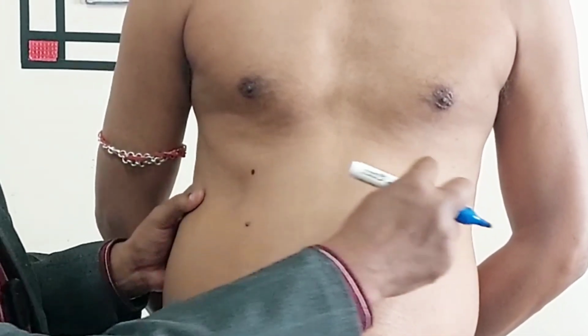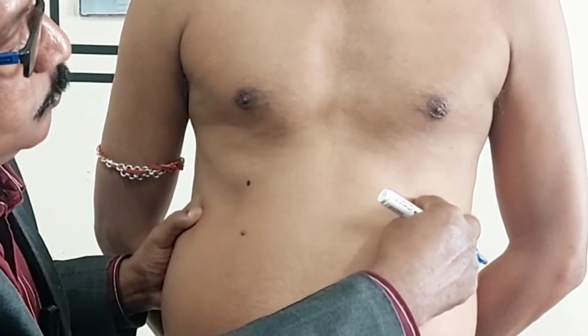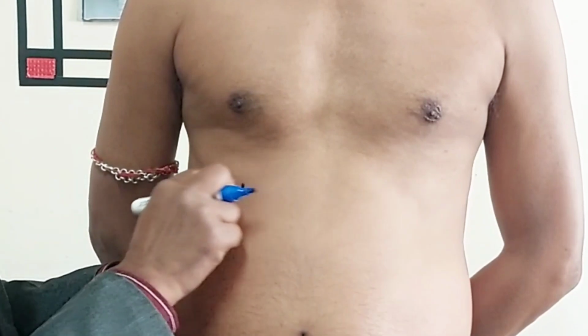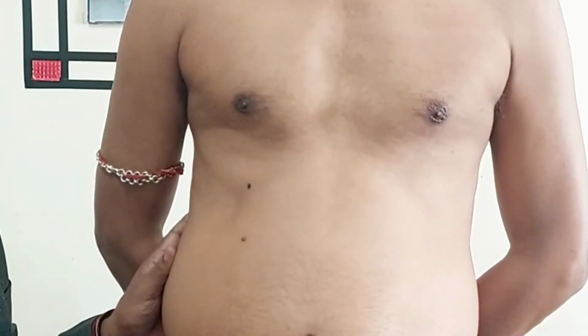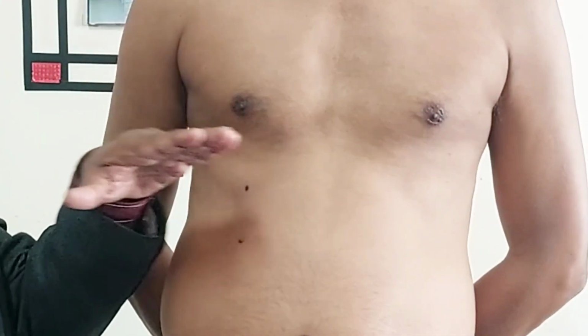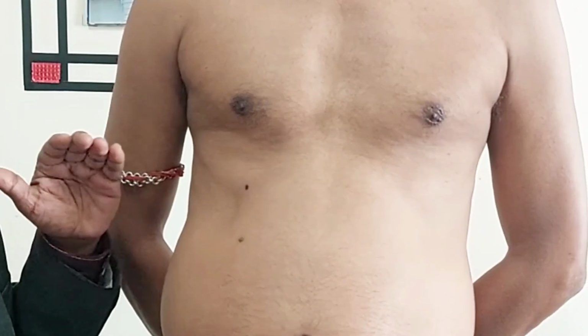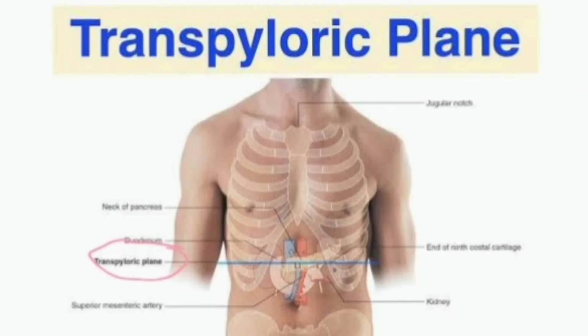If I take the tip of the 9th costal cartilage on both sides and join them, this line will be the transpyloric plane. The transpyloric plane is an important plane because many important structures lie on it, like the fundus of the gallbladder, the formation of the portal vein, the origin of the superior mesenteric artery, the origin of the renal artery, the hilum of the kidney, the lower end of the spinal cord, and the vertebral level of the lower border of L1 vertebra.